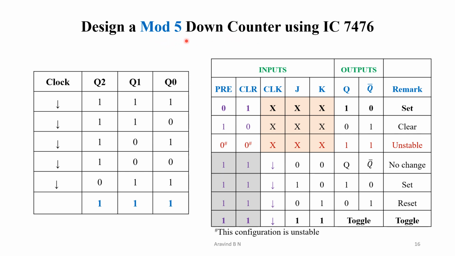Again remember, mod 5 means from the highest value, when the count is moving towards the lowest, we need to count the first 5 values. So this is 1, 2, 3, 4, 5. After that, I must not get anything else. It must simply come back to the highest value, that is 1, 1, 1. Right? So let's have a better understanding of it.